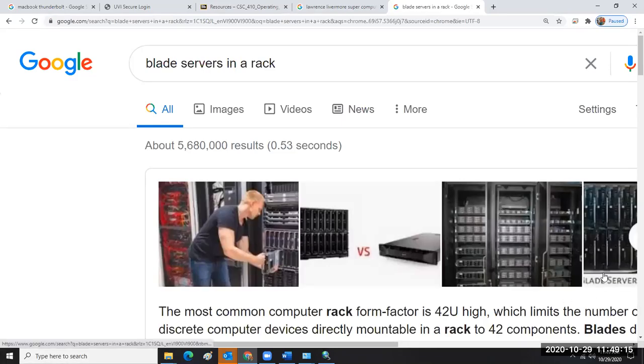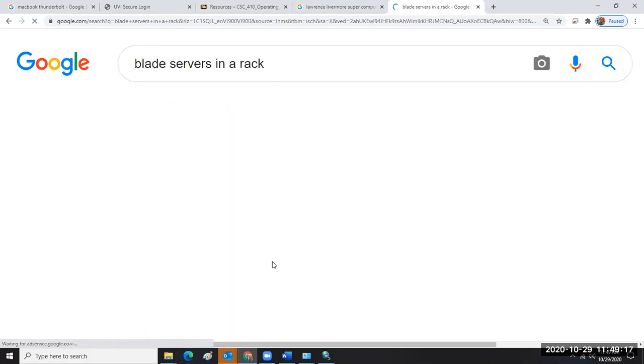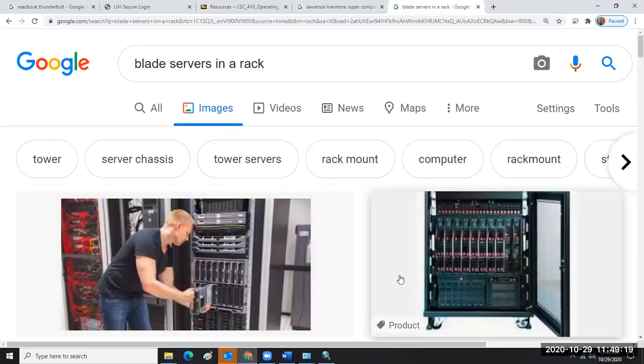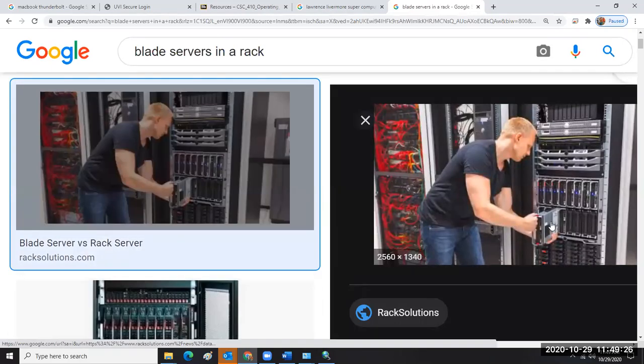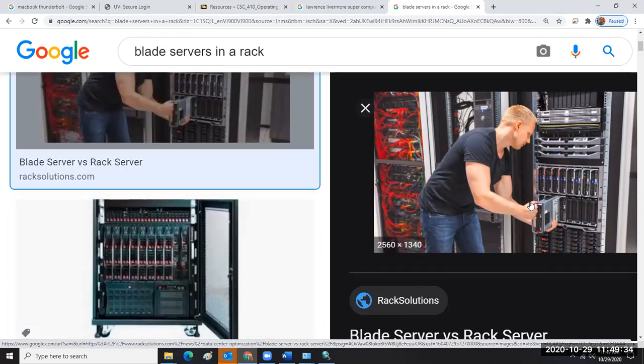All right, here's a good image, right? Does everybody see this right here? Yeah. Okay, you see what he has in his hand? It's like a cartridge. Those are blades, older style blades.